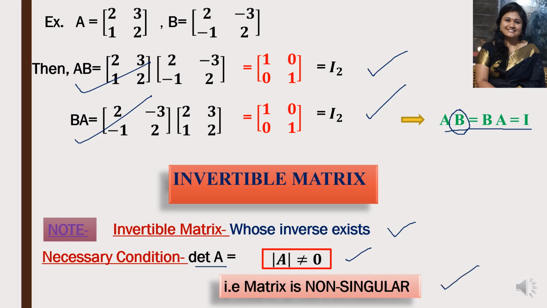Non-singular matrix. So this is your necessary condition to show that the matrix is invertible, or for finding the inverse of a matrix, the matrix is always an invertible matrix, means the matrix is a non-singular matrix.